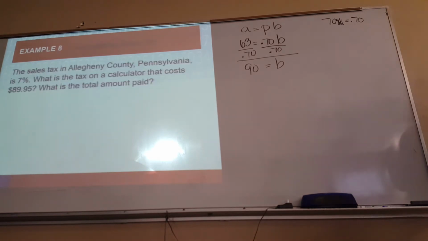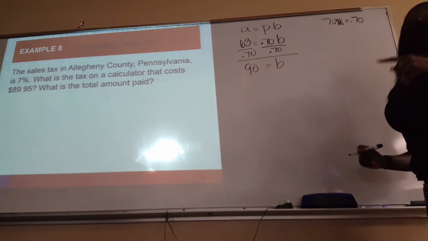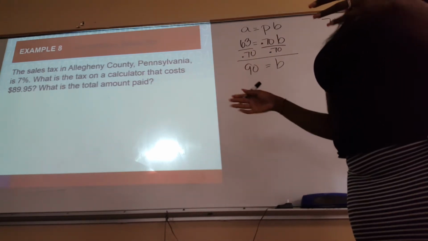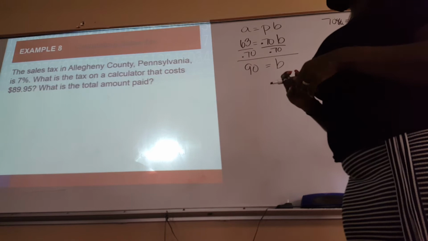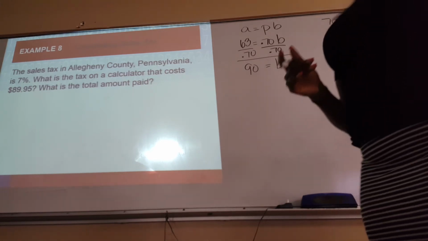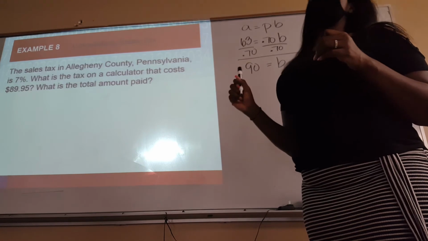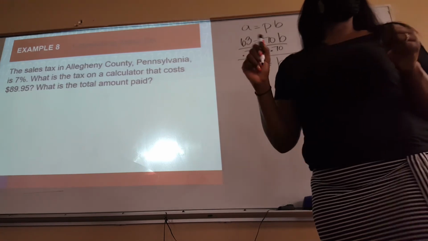Okay, so for this one, we're not going to use A is equal to P times B, because what this problem is asking for is more something we see every day, all day. It says the sales tax in Albany County, Pennsylvania is 7%. What is the tax on a calculator that costs $89.95? What is the total amount paid?